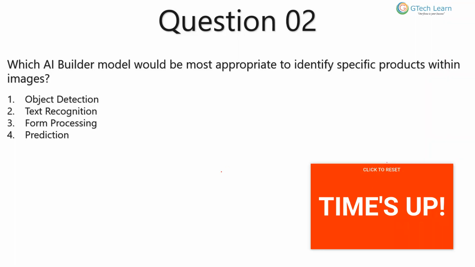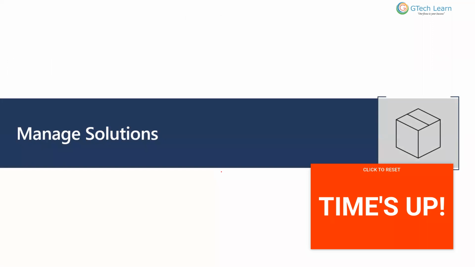Okay, so the correct answer for that question is going to be object detection. Whenever it says that you want to identify some products within the images, we need to go with the first model here. So that is something we have in the questions in this section.